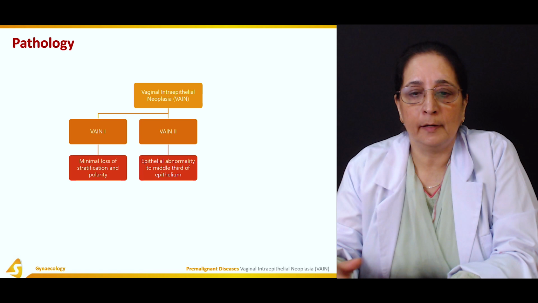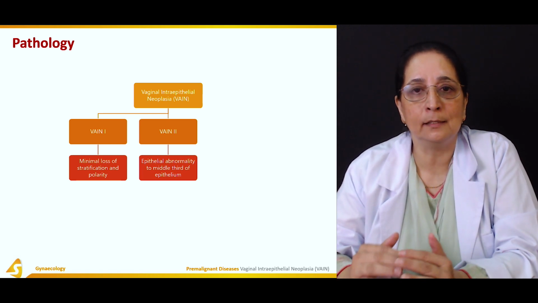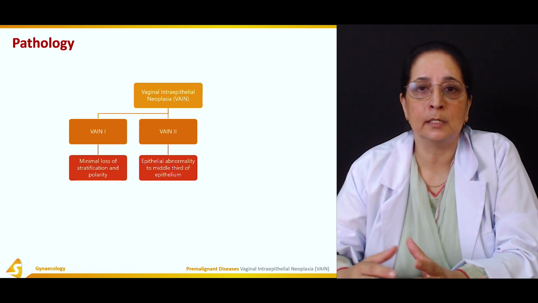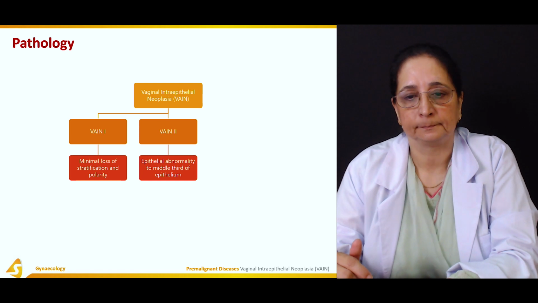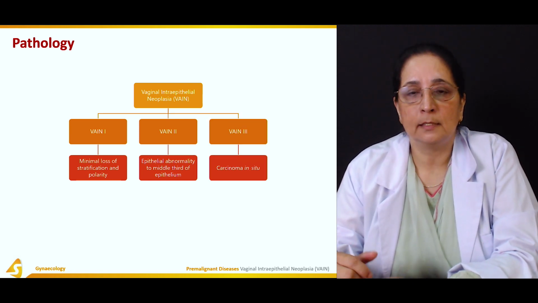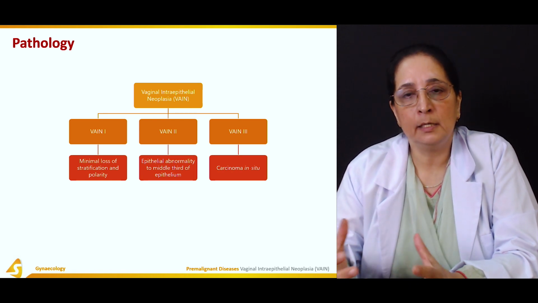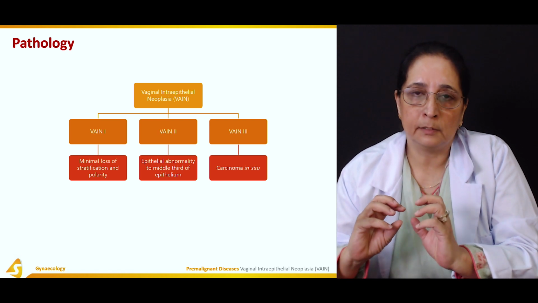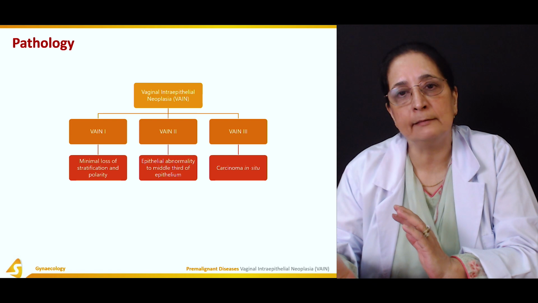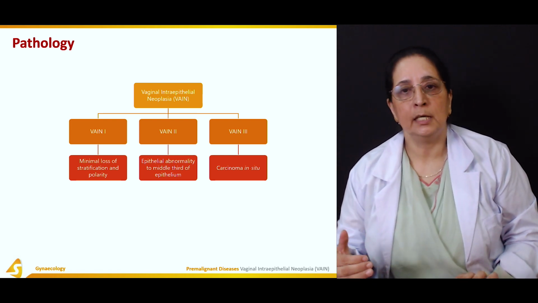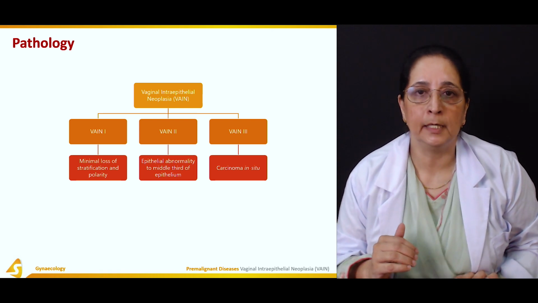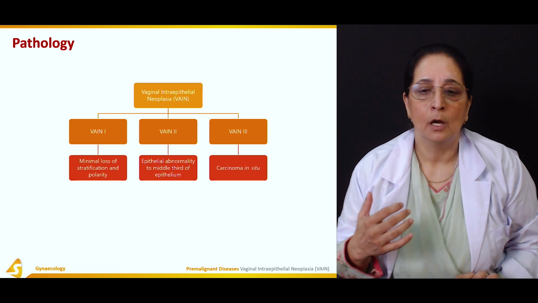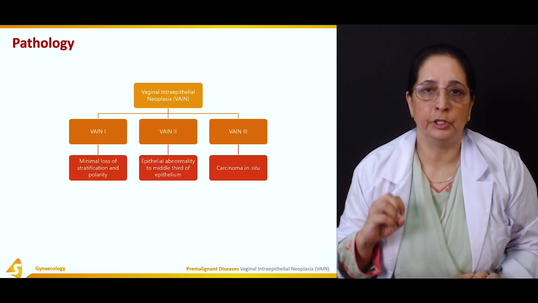Then in type 2, there is epithelial abnormality of the middle third of the epithelium. So now it's progressing more. In the first, there was minimum loss. Now it's reached up to the middle third of epithelium. Then in type 3, there is carcinoma in situ. It's already spreading. It becomes cancerous. Carcinoma in situ is basically the carcinoma limited to the site from where it develops. So first mild, then slowly it progresses and involves the middle third of the epithelium. Then now it is labeled as carcinoma in situ, or carcinoma at the site where the lesion is originating.